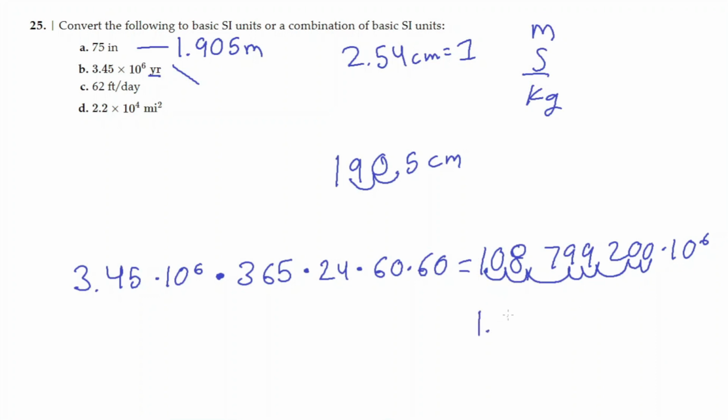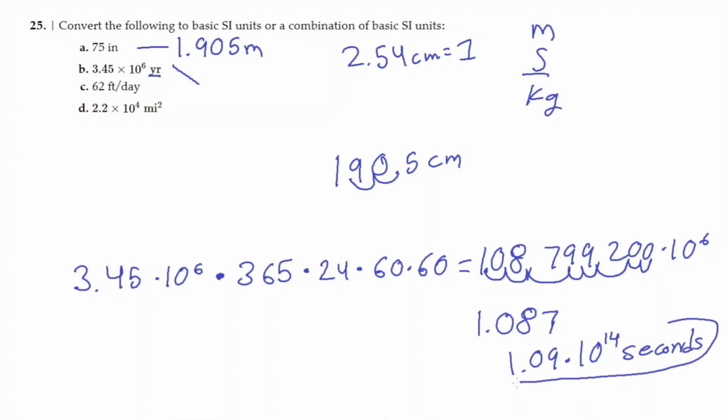So our final scientific notation written out would be 1.087, or rather 1.09 times 10 to the 14 power, and that would be in seconds. So it is a pretty large number, and a lot of math, but that is it in basic SI units.